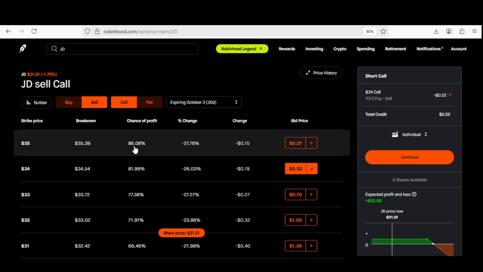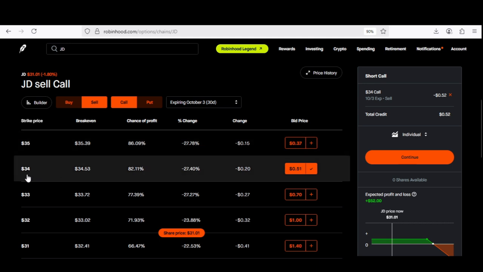However, I have been trading GD for a very, very long time, so I know this stock does not have any huge spikes up or spikes down. This stock is pretty much stable, pretty much stagnant. So with the $34 strike price giving me an 82% chance of profit, which is desirable, I'm going to get paid 0.51, or $51.